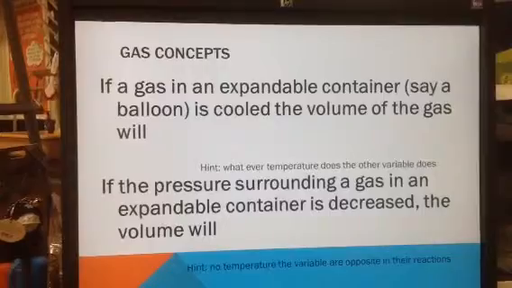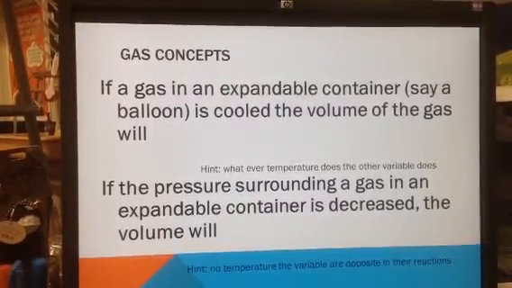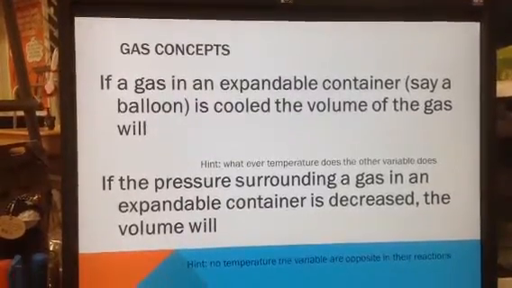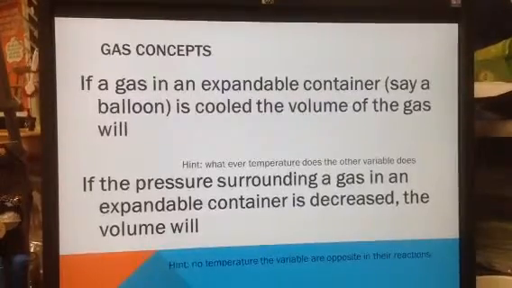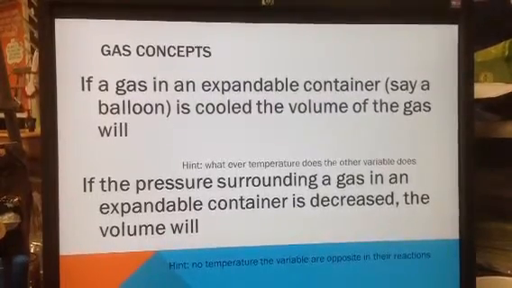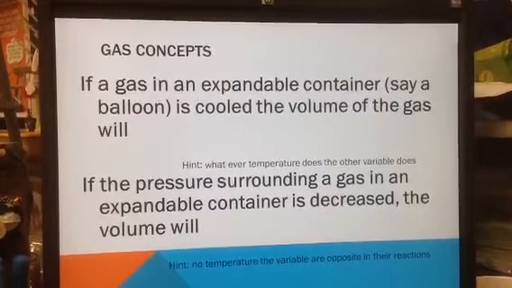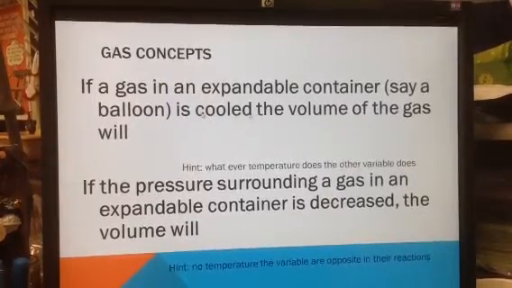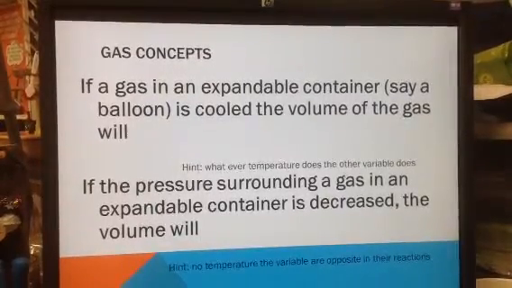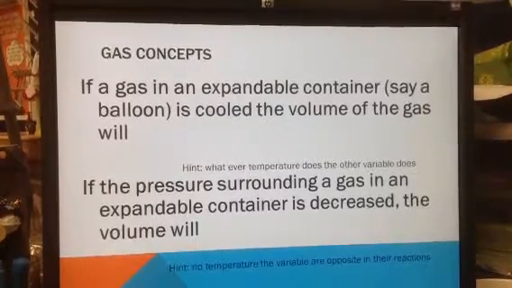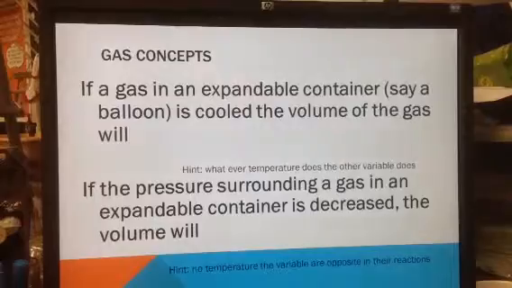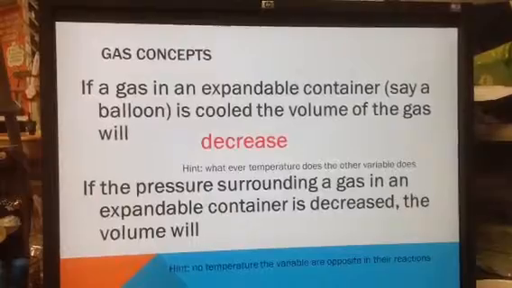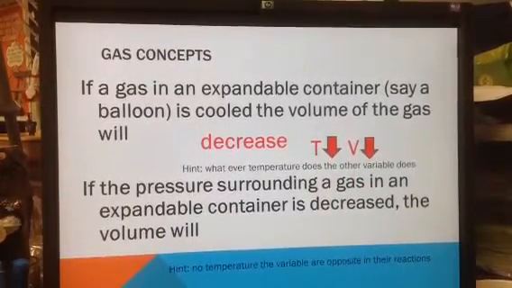So let's talk about the relationship of a gas in an expandable container. The test will say expandable container. So go ahead and think of the lab that we did with the balloon. If it is cooled, what happens to the volume of the gas? Here's a hint. Whatever happens to the temperature, that's what the other variable does. So you go and look and see, this says cooled. To me, that means temperature going down. If whatever happens to the temperature happens to the other variable, temperature going down means volume going down. So it will decrease because temperature down equals volume down.